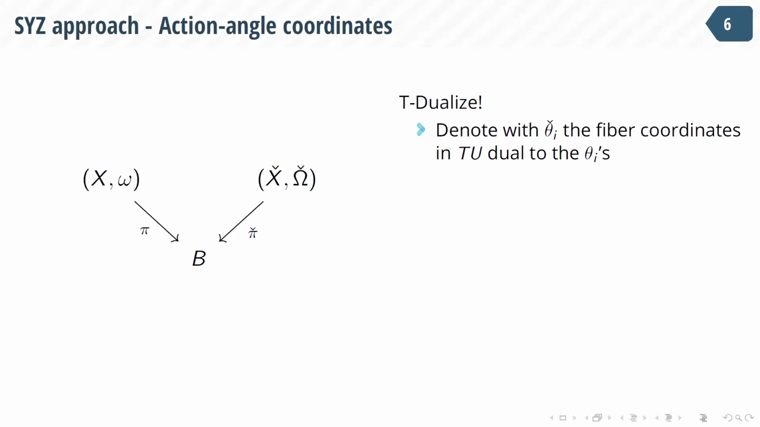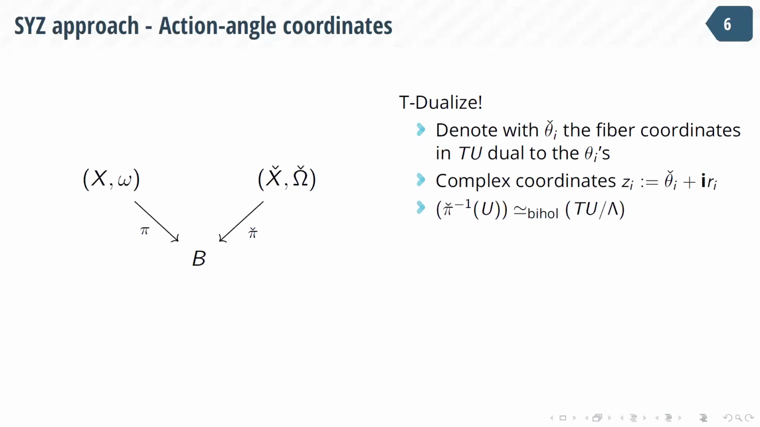is X-check. This can also be interpreted as the moduli space of flat connections on the torus fiber of the first fibration. This new manifold X-check has a canonical complex structure and canonical complex coordinates given in the following way. And moreover, there exists a biholomorphism with a preimage along this new fibration with the tangent bundle modulo another lattice lambda, which is the dual of the preceding lattice, and this is generated by the coordinate vector field.